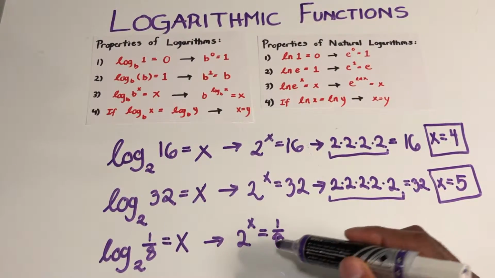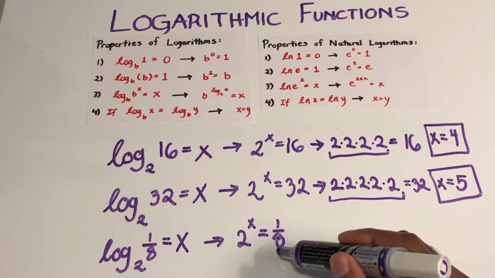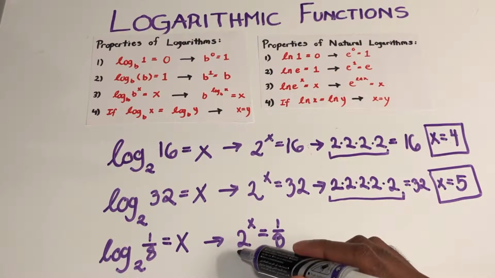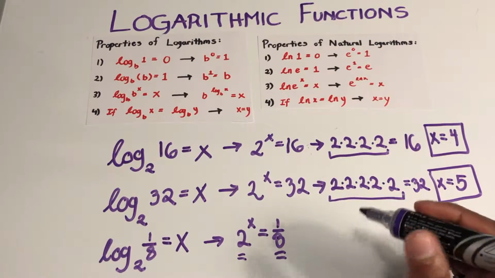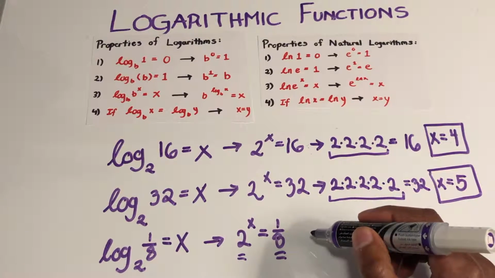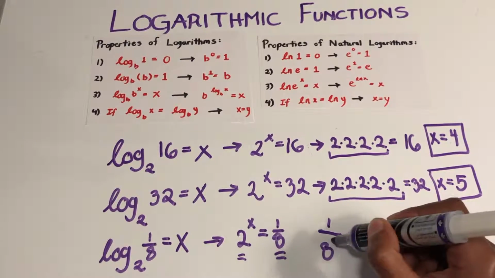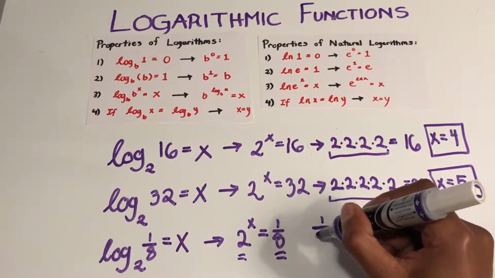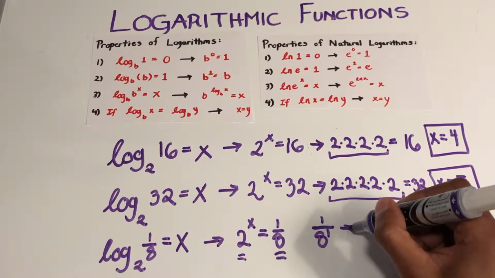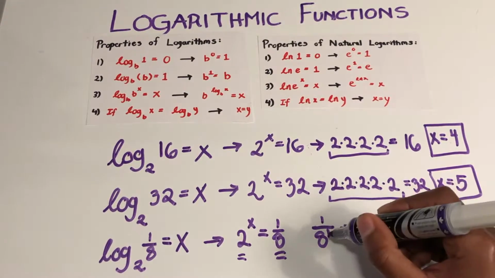Now, when you get something like this, one thing you want to do is make the bases the same. You want to make 1 over 8 equal to 2. So what can you do here? Well, we know that 1 over 8 is 1 over 8 to the power of 1. Like nothing's changed. However, if I flip this fraction, I'm going to end up with 8 to the power of negative 1, because 8 to the power of negative 1 is 1 over 8.